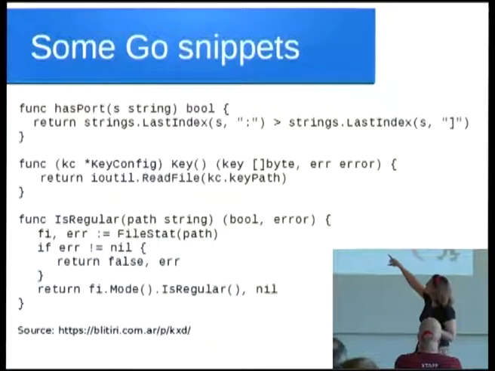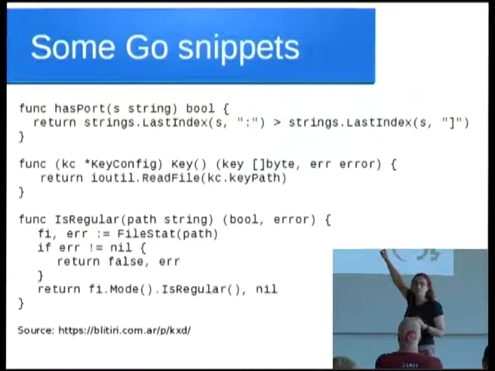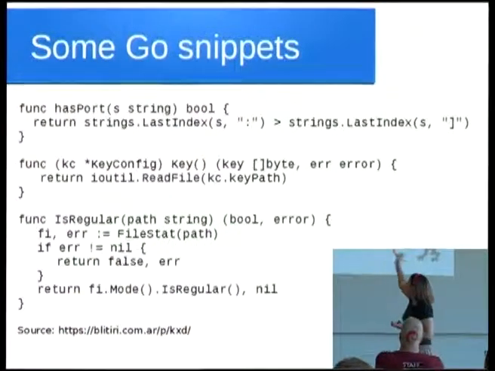So the first function, because it starts with a lowercase h, is private. It receives a string and returns a bool. What comes after the parameters is what the function returns. The rest is just showing some of the functions available in the strings package.